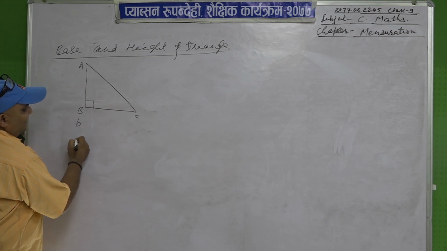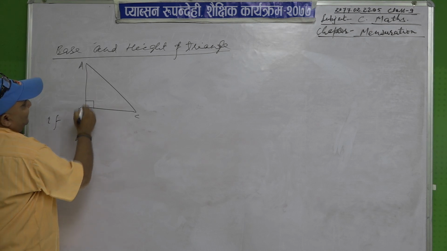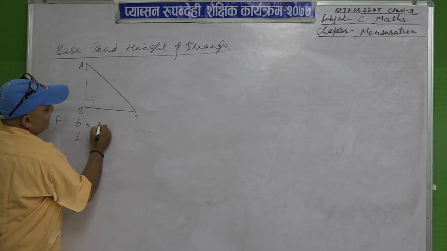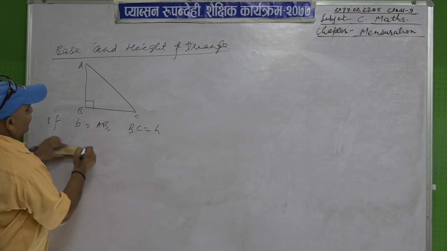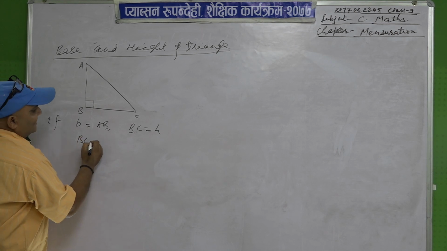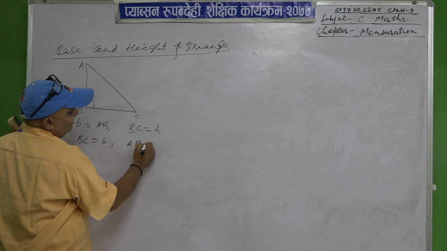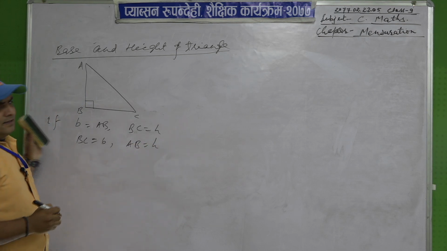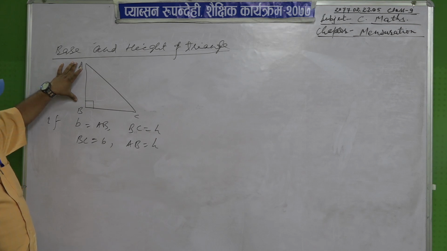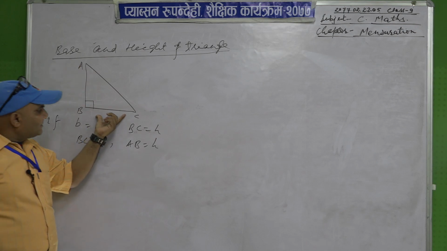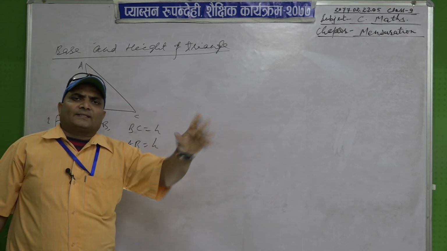So in this figure, suppose B is the base, H is the height. If AB is base, then BC is height. Similarly, if BC is base, then AB is height. Both are base and height of each other. In this triangle, if this is a height, then this will be base. If this will be height, then this will be base. Similarly, in different angles, different types of base and height are there.